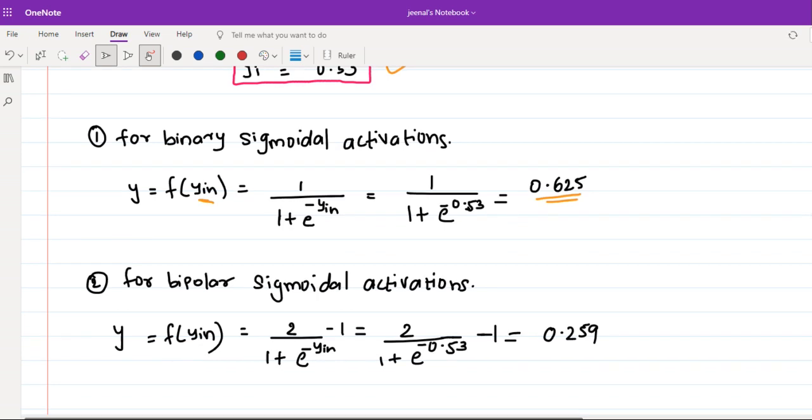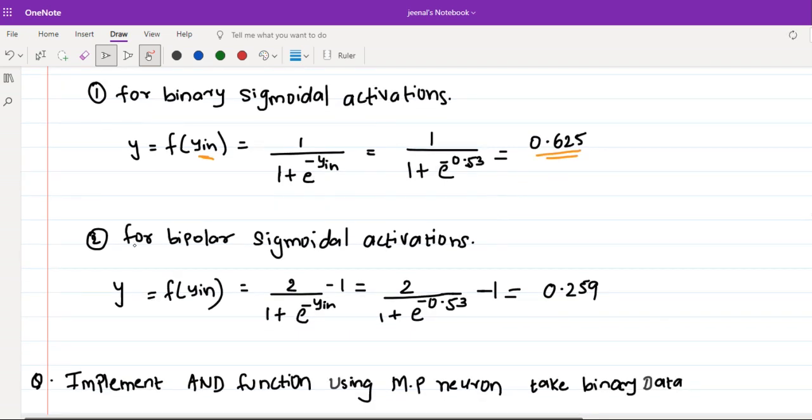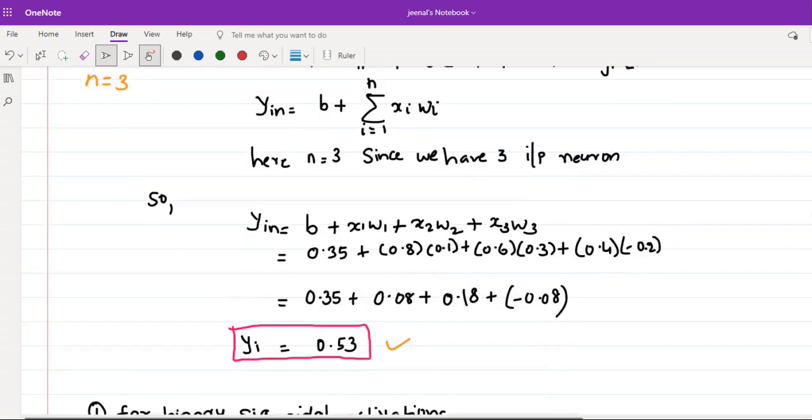Similarly, for bipolar sigmoidal, the formula changes a little bit. Y is equal to f of y in, and the formula here is 2 upon 1 plus e raised to minus y in, minus 1. I substituted the value of y in, which is 0.53, and the final value that I get is 0.259. So these are two values for two different sigmoidal activation functions.